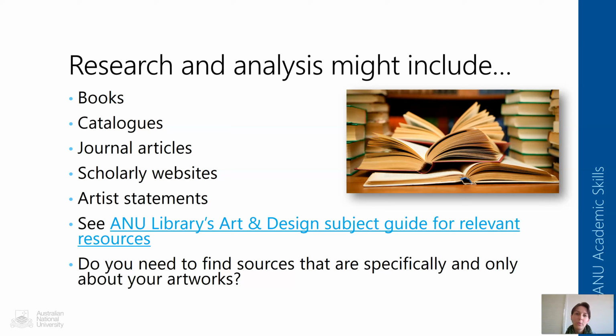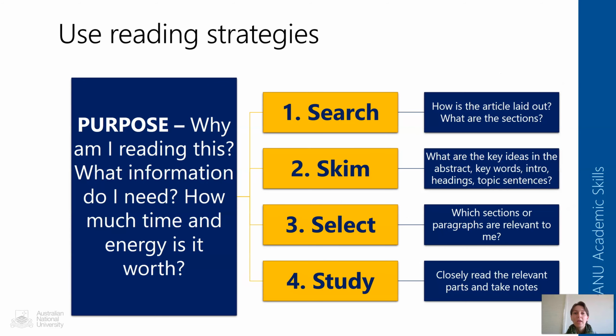So there might be sources where there's a section of it that's about the relevant art or artwork or period or historical situation that you're looking at. So have a think about the sources very carefully when you read through and think, is this going to be relevant? Is there a section of it that's going to be relevant? Use reading strategies to help you out there.